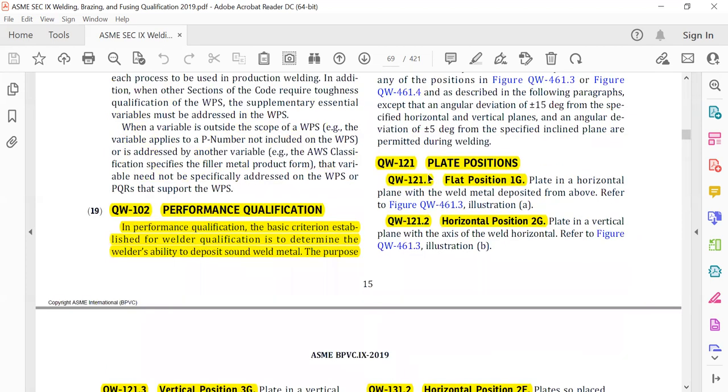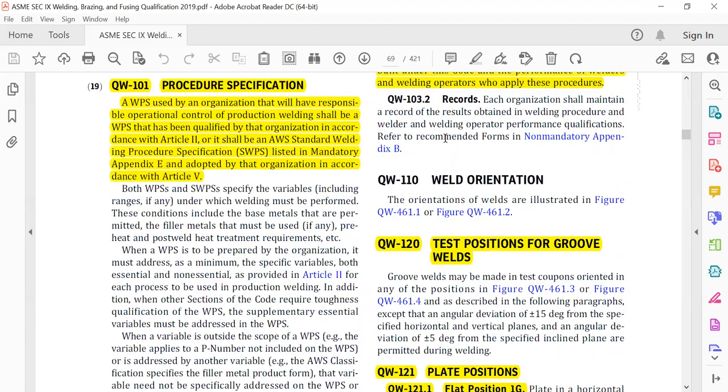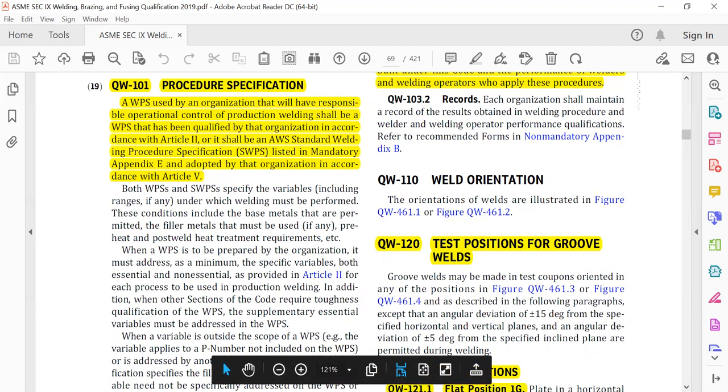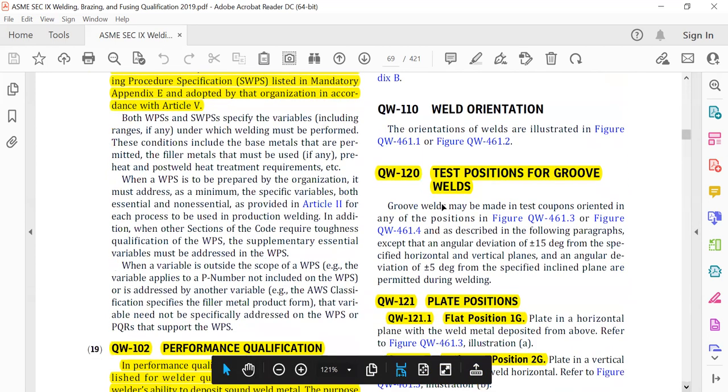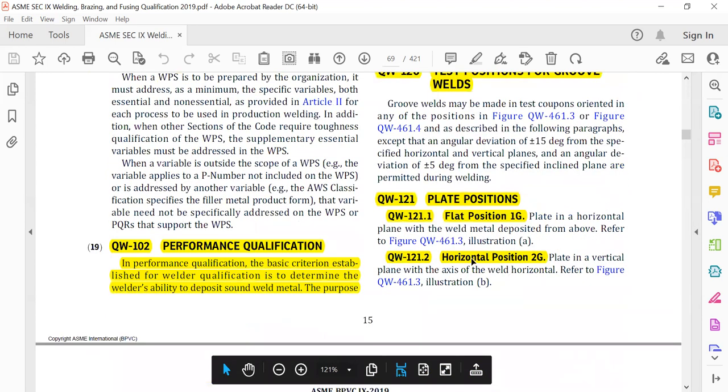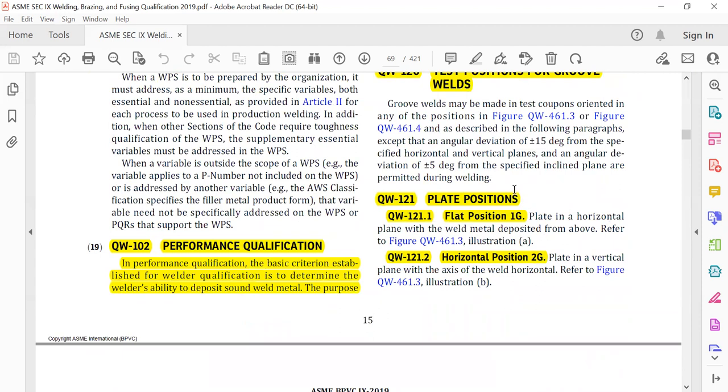Test positions for groove welds. Groove welds: flat position 1G, horizontal position 2G, plate position. So plus or minus 15 degrees from the specified horizontal and vertical, and angular plus or minus 5.